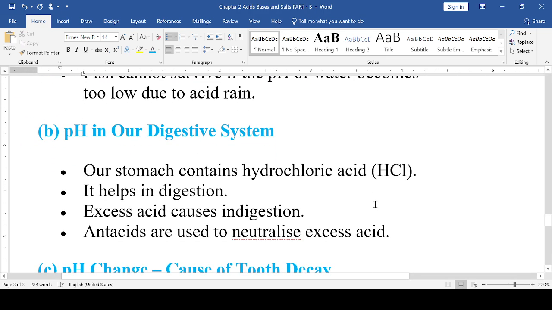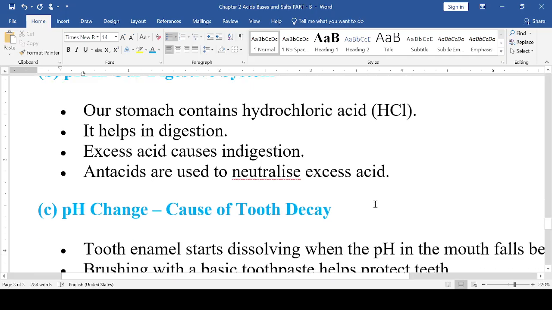Next, pH in our digestive system. As we discussed earlier in part A, our stomach is a source of hydrochloric acid. So what is the use of it? It helps in digestion. If excess acid is present in the stomach, it causes indigestion. At that time we use antacids. Whenever we have a stomach ache when we eat heavily, you have seen the Eno ad. Eno contains antacids, which neutralize the excess acid.